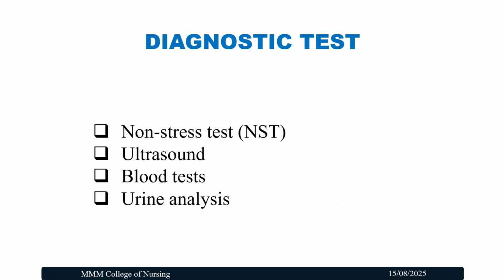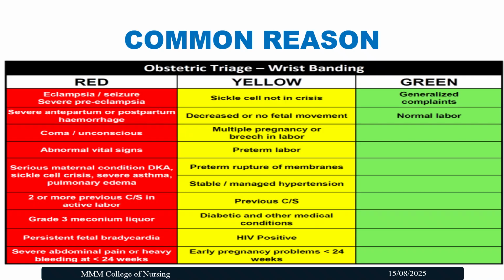Then the diagnostic tests. So what are the diagnostic tests we can do? Non-stress test, ultrasound, blood test, and urine analysis. Mainly in the urine analysis it is sugar and albumin. This is the obstetrical triage wrist banding. Here we have three colors: red, yellow, and green. Green means normal, yellow needs less attention, and red we have to give more attention. Immediately we have to provide the care to the mother and the child.